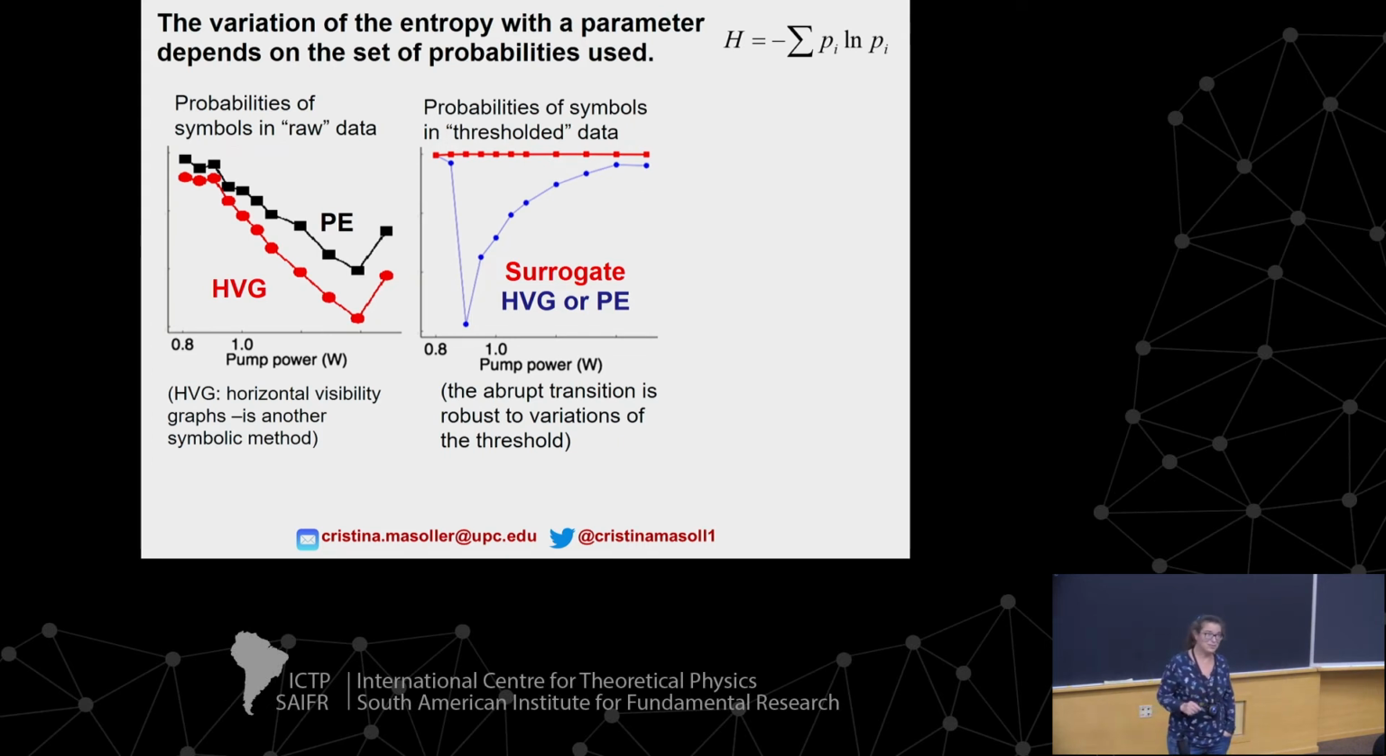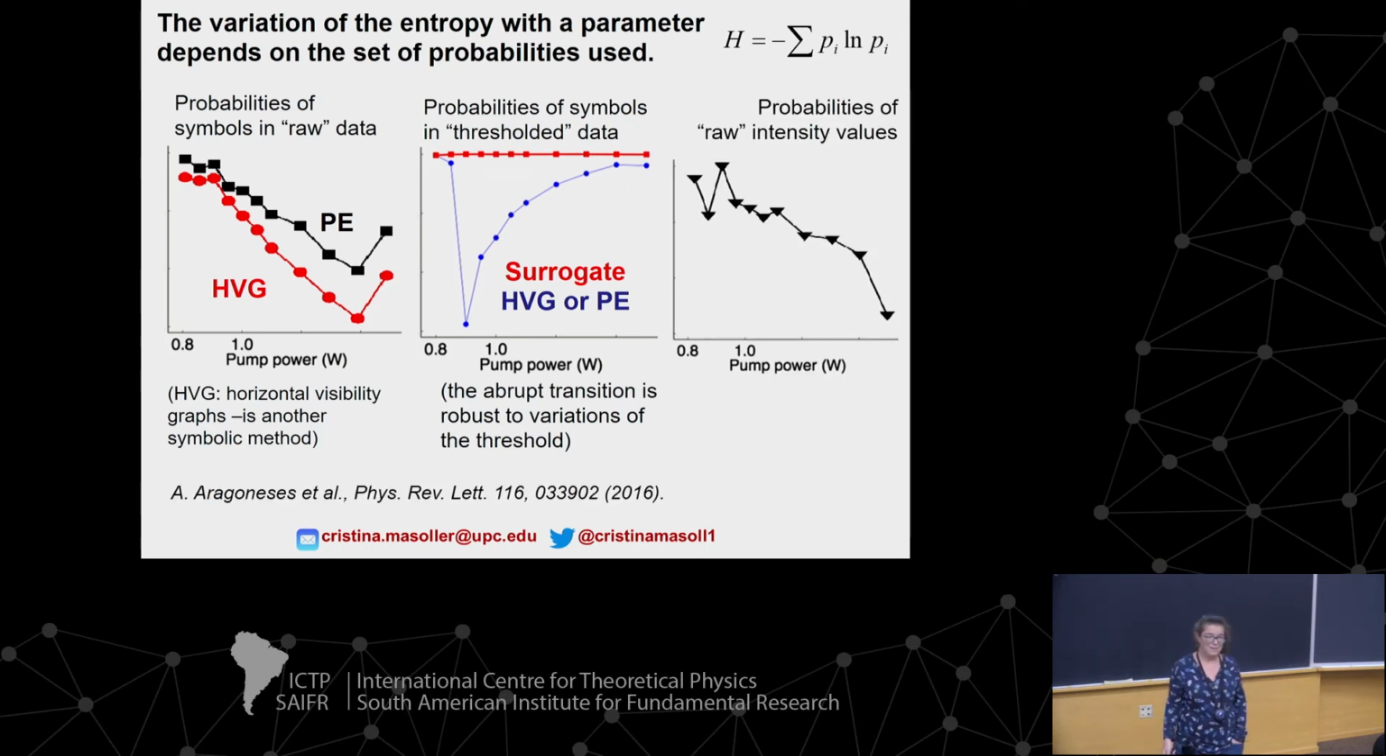This sharp transition is not seen in the other way, only by using a threshold. And of course, we have verified that changing the threshold more or less gives the same result. We surrogate the data. The simplest way to surrogate is just to shuffle the data, and this is gone. There's no transition. And the third way is to just compute the histogram of values. No symbolic analysis, no threshold, nothing. And again, here we see that the entropy decreases.